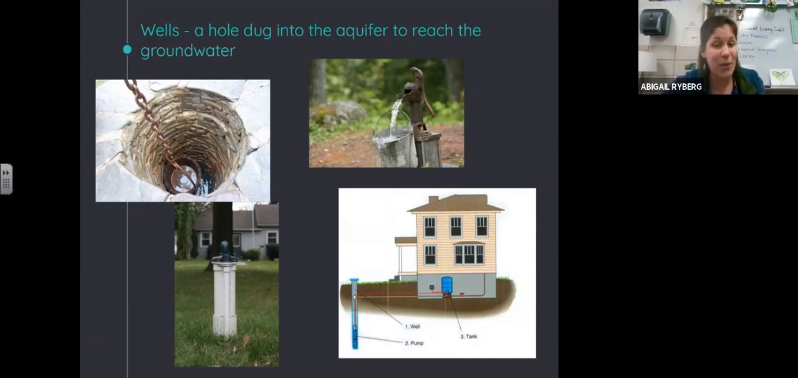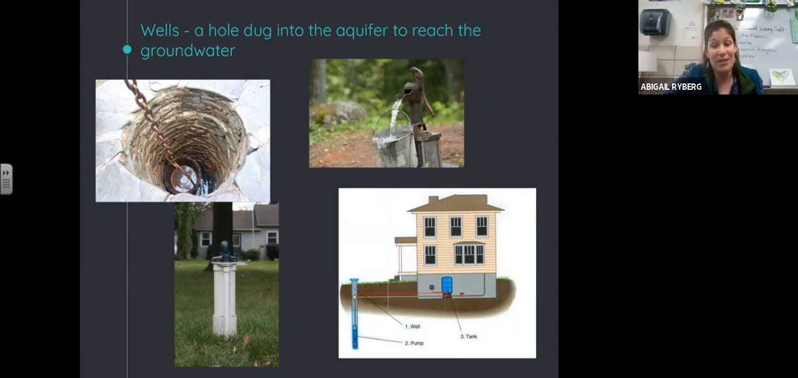Of course, in the old days, what we think of as a well is like the top left picture, but that's really doing the same thing. So they knew that there was groundwater, they drilled a hole, and they built a permanent structure to access the groundwater. The top right here, of course, is an older fashioned version of a well.